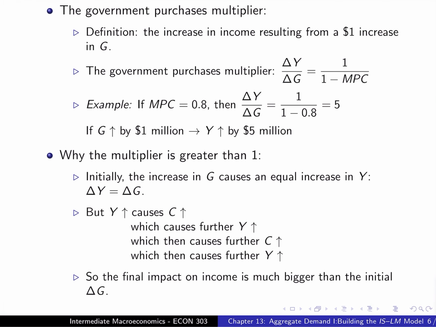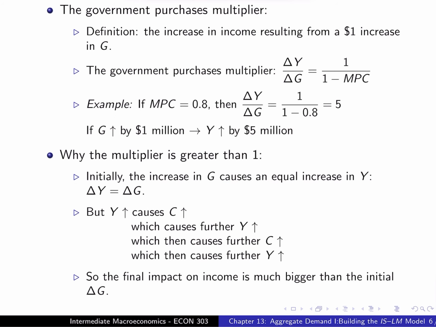The formula delta Y over delta G equals 1 over 1 minus MPC represents the government purchases multiplier, also known as the spending multiplier. Example: if the marginal propensity to consume MPC is 0.8, then delta Y over delta G equals 1 over 1 minus 0.8 equals 5. This means a $1 million increase in G leads to a $5 million increase in Y.